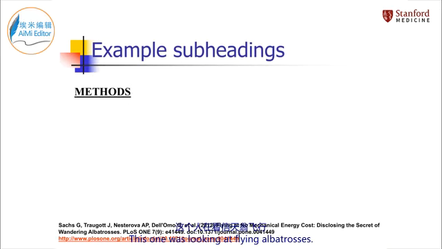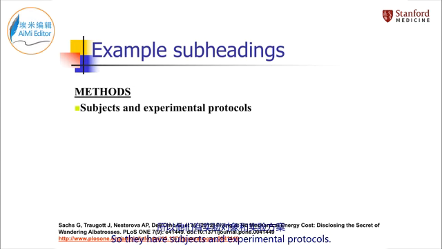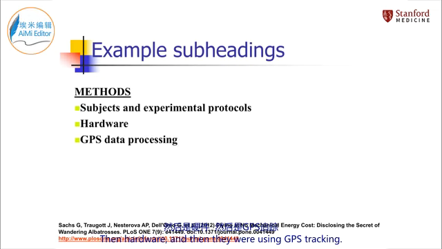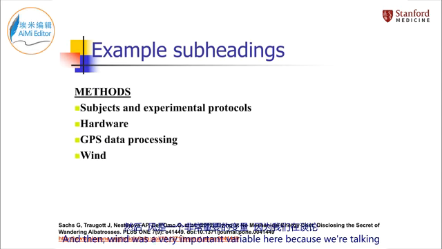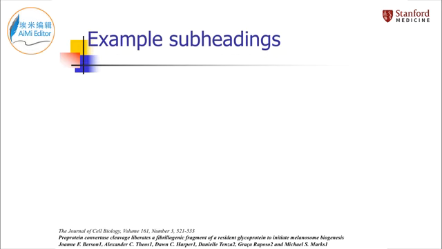Here's another example. This one was looking at flying albatrosses. So they have subjects and experimental protocols. The subjects here are the flying albatrosses. Then hardware. And then they were using GPS tracking, so they had to say how they were processing the GPS data. And then wind was a very important variable here because we're talking about flying.